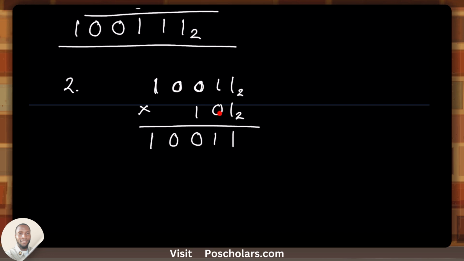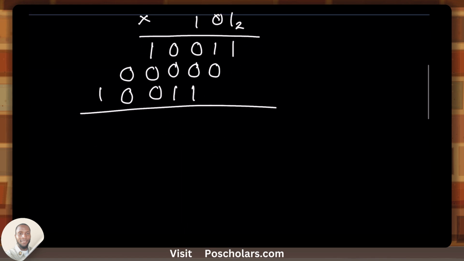Now, next digit. 0 times 1, 0. 0 times 1 again, 0. 0 times 0, 0. 0 times 0, 0. And 0 times 1, 0. Right? Next, 1 times, next digit. 1 times 1, 1. 1 times 1 again, 1. 1 times 0, 0. 1 times 0, 1 times 0 again, 0. And 1 times 1, 1.